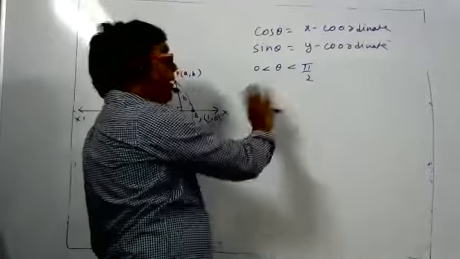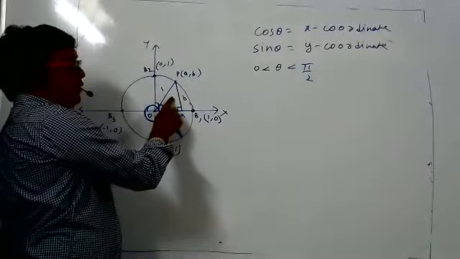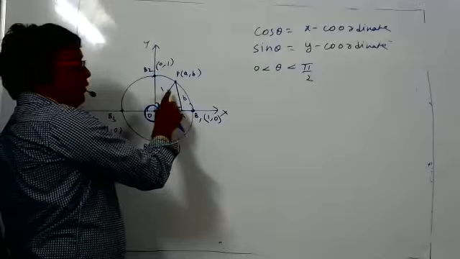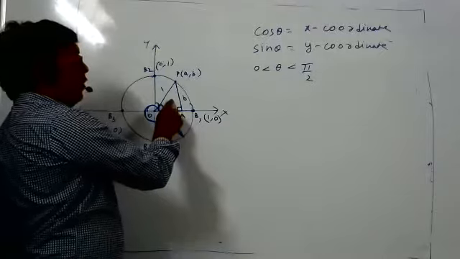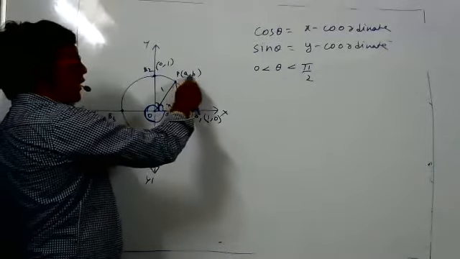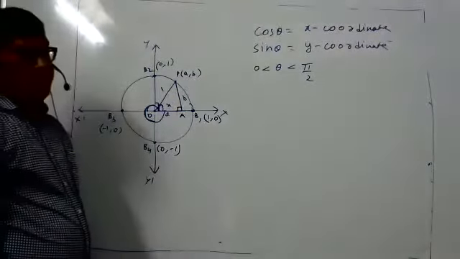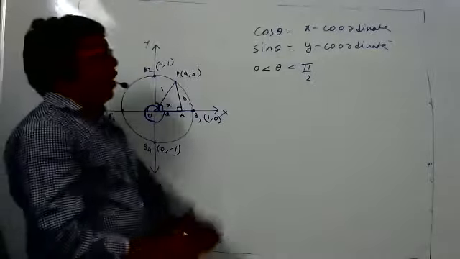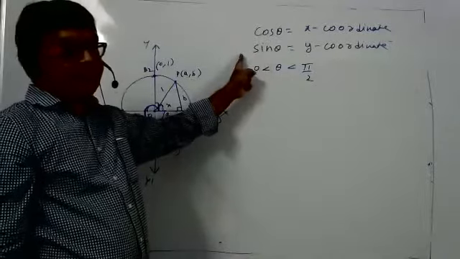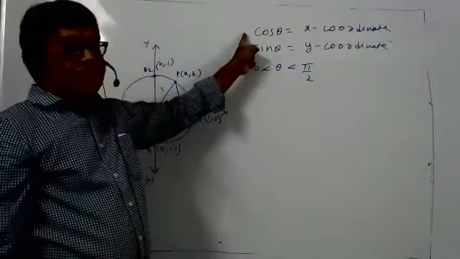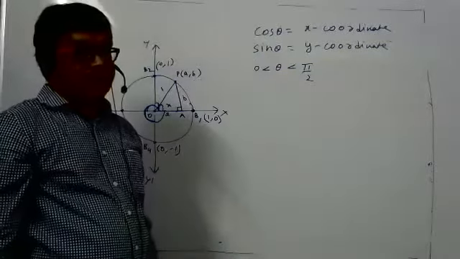Now, theta is in which quadrant? First quadrant. Correct? Theta is in which quadrant, student? First quadrant. Now in first quadrant, what will be the value of x coordinate and y coordinate? Positive or negative? Both positive. So what happened? Cos theta will be positive or negative? Positive. Sin theta? Positive. What is reciprocal of cos theta? Sec theta. What will be that? Positive or negative? Positive.